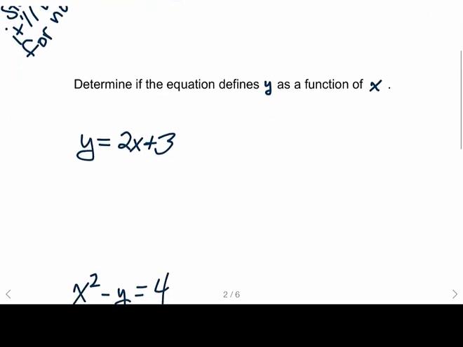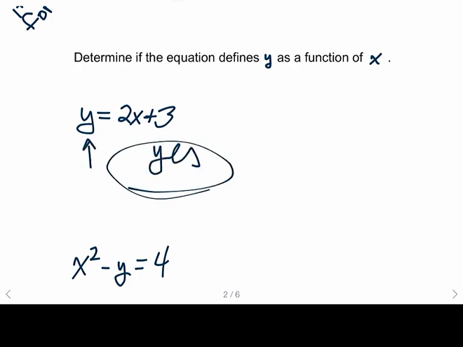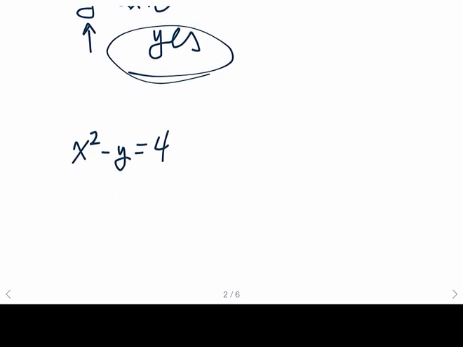And in this first equation here, we've got y equals 2x plus 3. It's solved for y. That being the case, we're going to say yes, this is a function.